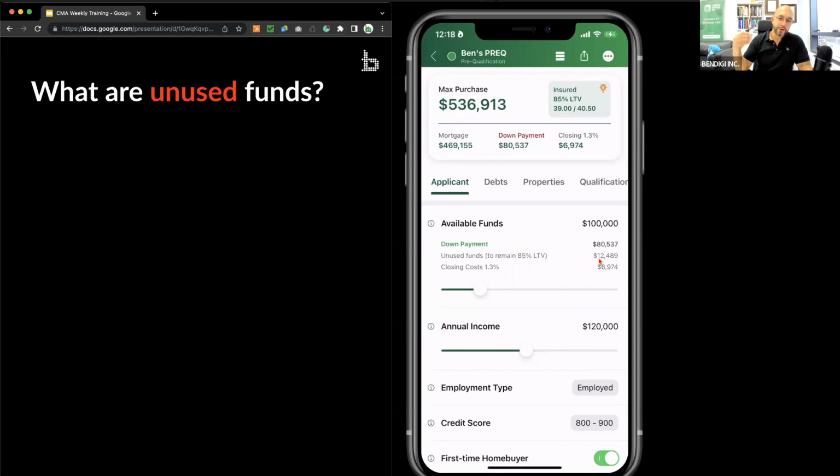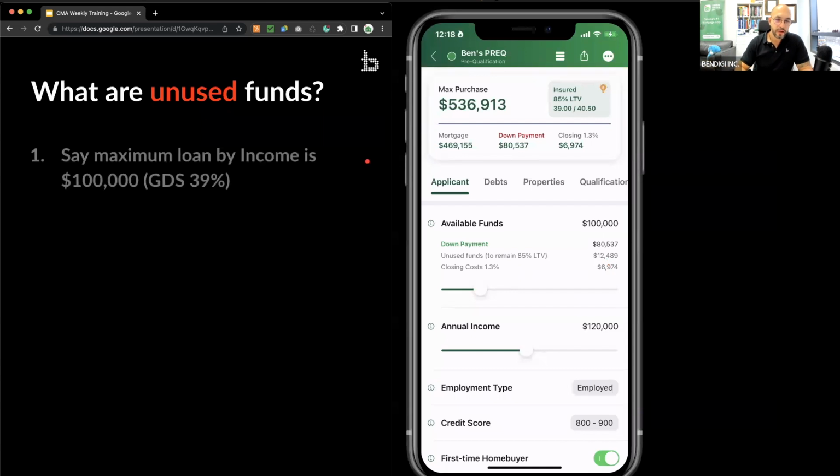So in order to remain at 85% LTV, I cannot use my full available funds, because if I were to use it, I would break out of that 85% LTV. Therefore, there are certain unused amounts. So that $12,000 doesn't have to be spent on the down payment. I'm going to try to put an example here so that you can clearly understand why there are unused funds.